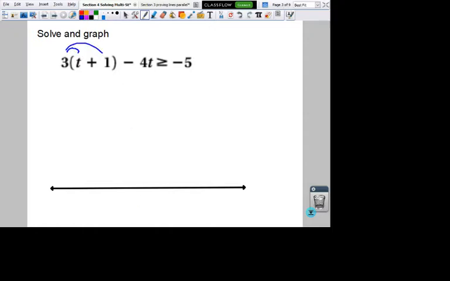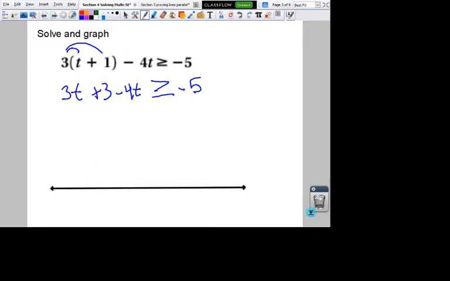So what do I get after I distribute, Ruben? 3t. Yep. Plus 3. And I still have a minus 4t. I have greater than or equal to negative 5. And then I'm going to have to keep going and solve this. And this one's going to be a little bit tougher. Yes, that's our next step.